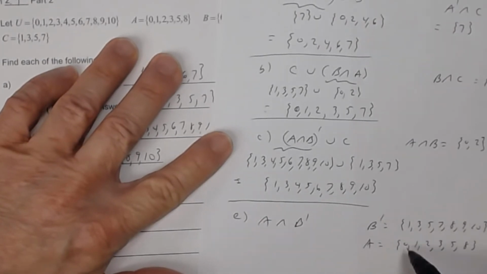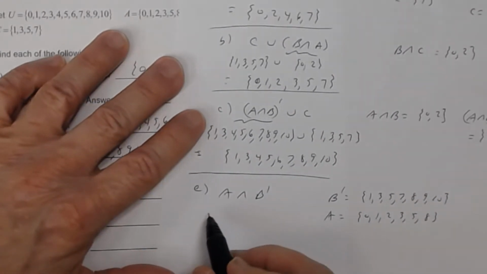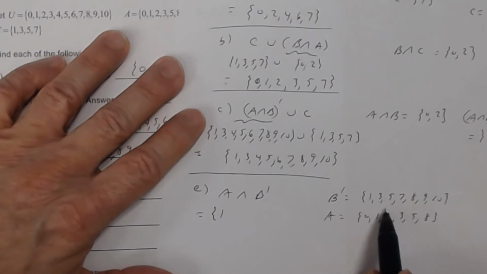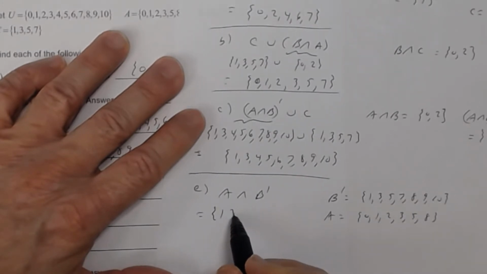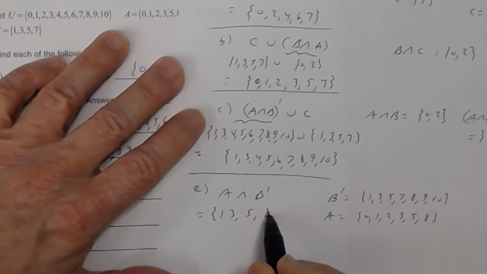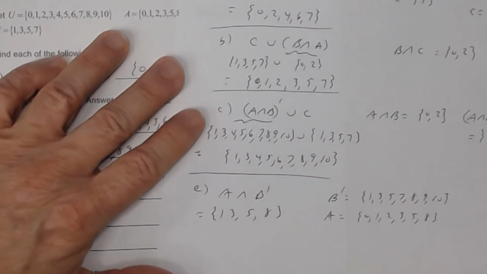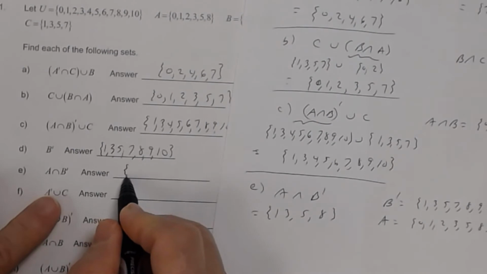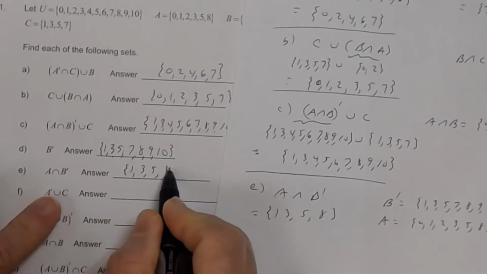And so what do these two sets have in common? Well, that's going to be 1. They don't have 2. They have 3. They have 5. And they have 8. Okay, so 1, 3, 5, and 8. So that goes here. 1, 3, 5, and 8.